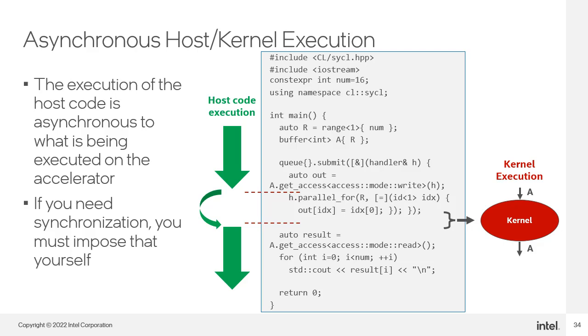However, when the kernel is dispatched and begins execution on the accelerator, whatever host code is after the kernel code continues running. If you need the host to stop and wait for the computations on the kernel to finish first before continuing to the host code, then you must impose the synchronization yourself. We will look at two ways you can impose this synchronization.